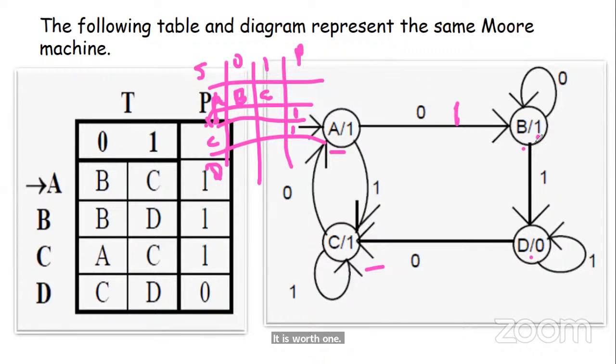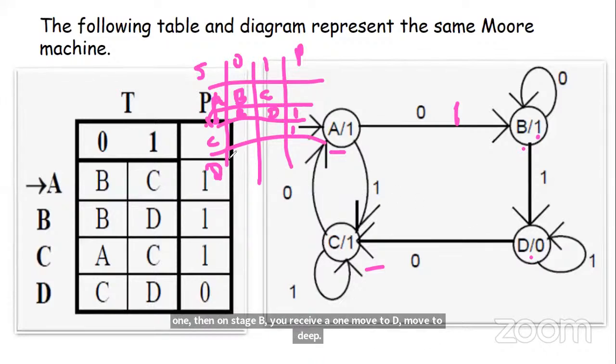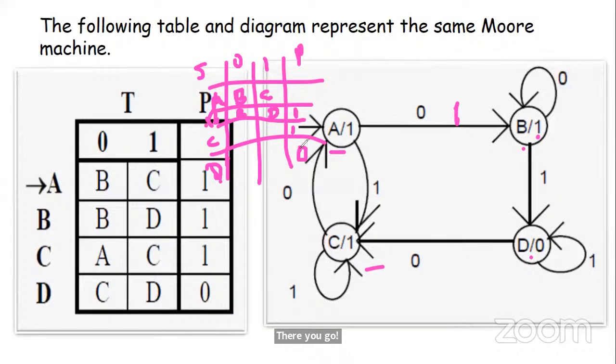Then state B. You are at state B, you receive a 0. Here, it says you remain at state B, and you output 1. So on state B, the output is already 1. Then on state B, you receive a 1, you move to D. You move to D, and you output 0. So state D is here, and the output is 0. So you have filled B.